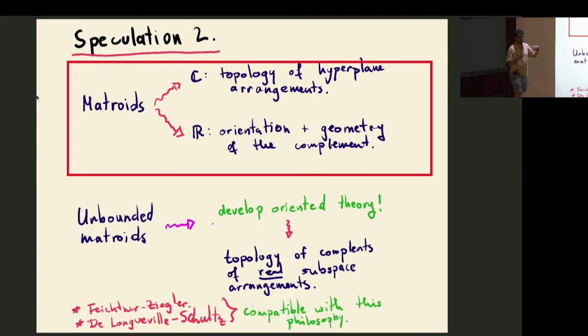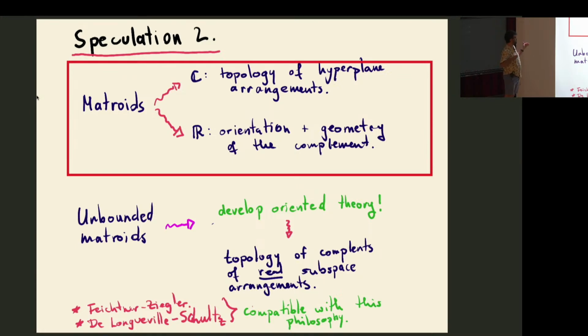But the point is that with unbounded matroids, we get a theory that is analogous to polymatroids, which actually capture the geometry of subspace arrangements. And when we look at the new cryptomorphisms, we get new notions, for example, of the lattice of flats, geometric lattices, closure operators. And it seems like it would be a good idea to develop an oriented theory for these beasts over here.